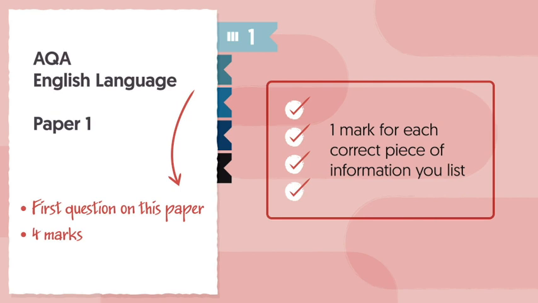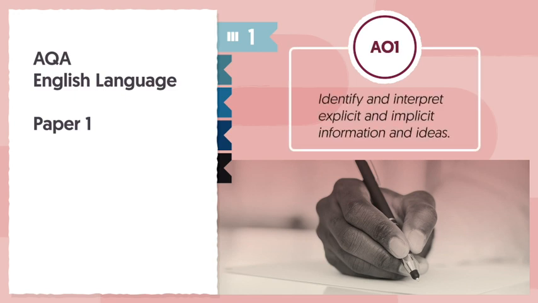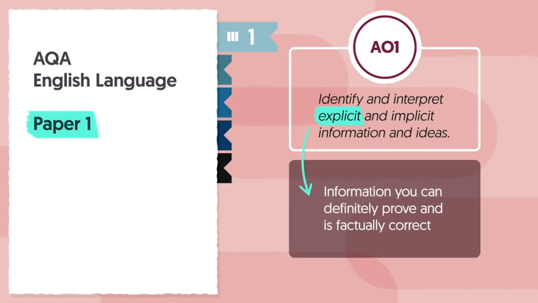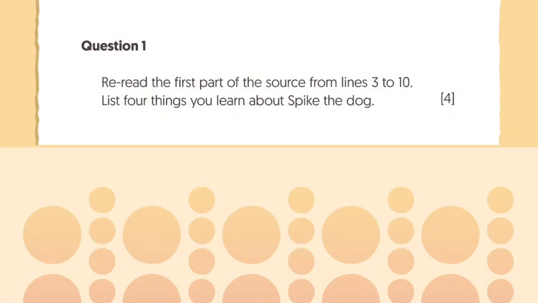Before you even get to the exam room, it's a really good idea to revise which assessment objective each question examines, so you know how best to answer. Paper 1, Question 1 assesses AO1, which is your ability to identify and interpret explicit and implicit information and ideas. But Paper 1 only focuses on retrieving explicit information. Explicit information is the kind of information you can definitely prove and is factually correct. This is what you're looking for on Question 1, so let's have a look at how you'd approach it.